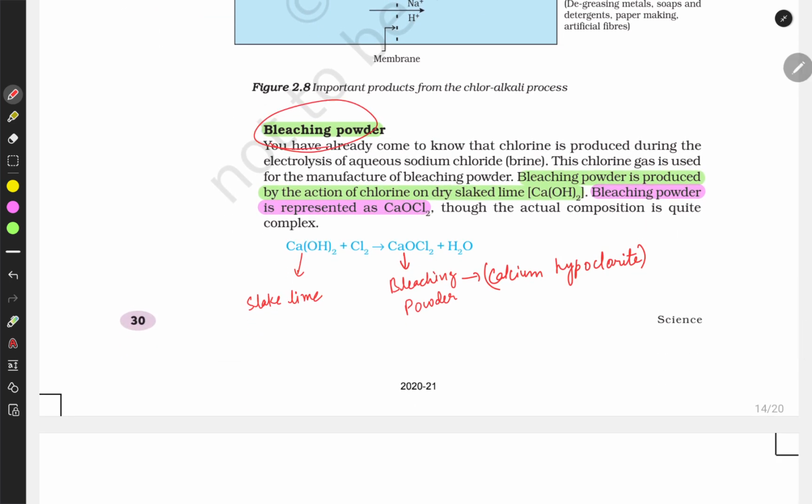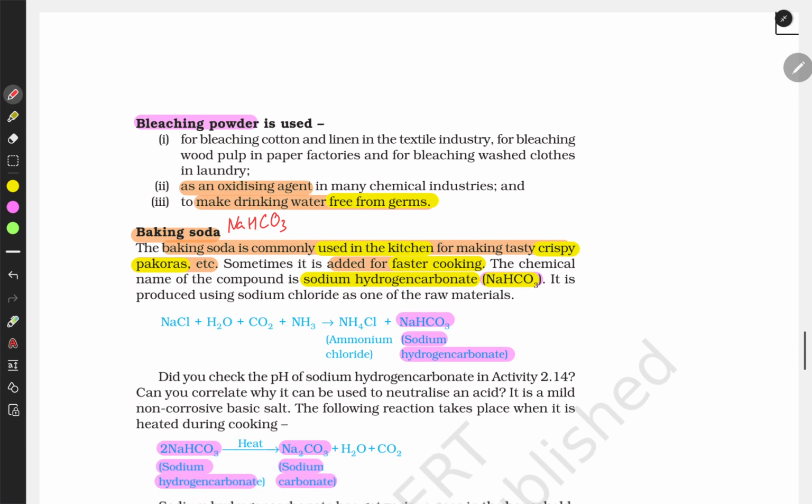Bleaching powder is another common salt. Bleaching powder is produced by the action of chlorine on dry slaked lime. Bleaching powder is represented by CaOCl2. When calcium hydroxide reacts with chlorine, it forms bleaching powder, calcium hypochlorite, plus water. Bleaching powder has multiple uses. It is used as an oxidizing agent and in making drinking water clean, because it kills the germs.